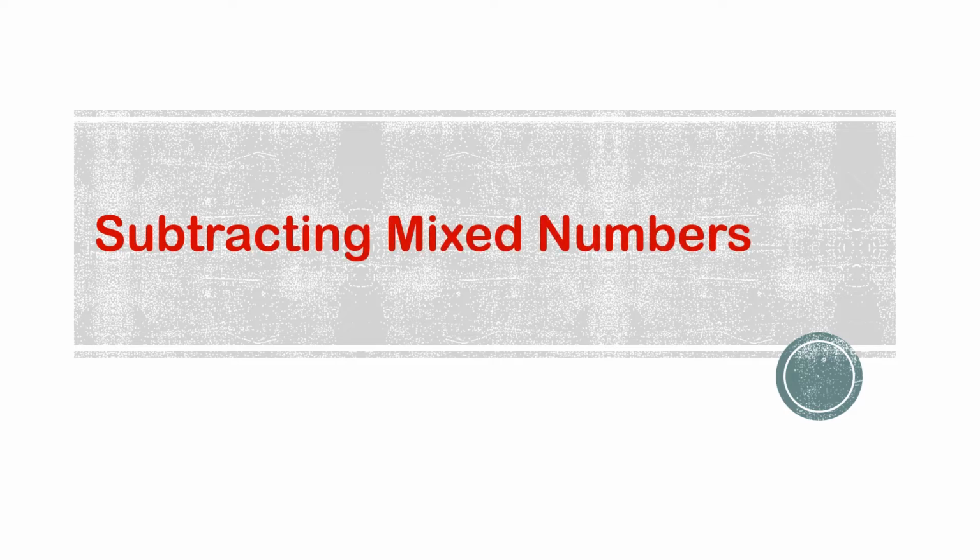Our lesson for today is subtracting mixed numbers. Okay, now in our first example, which is 3 and 1 over 2 minus 1 and 1 over 3, remember that 3 and 1 are the whole numbers and 1 over 2 and 1 over 3 are the fractions.